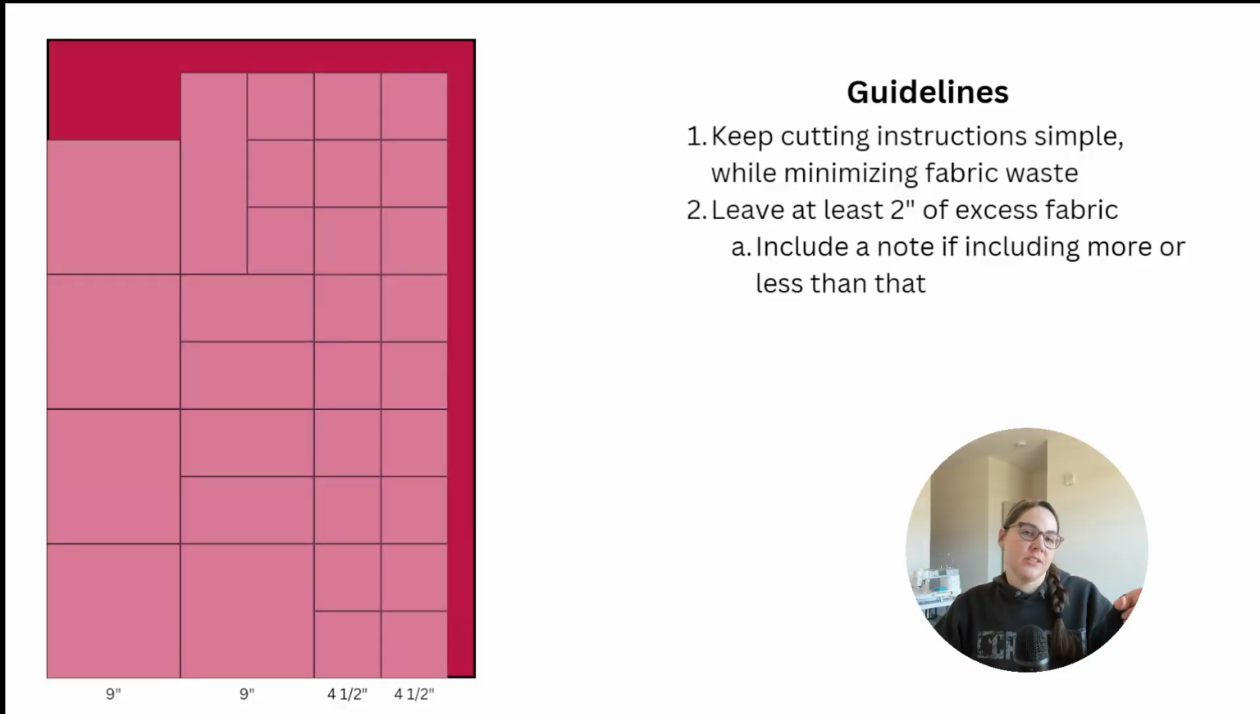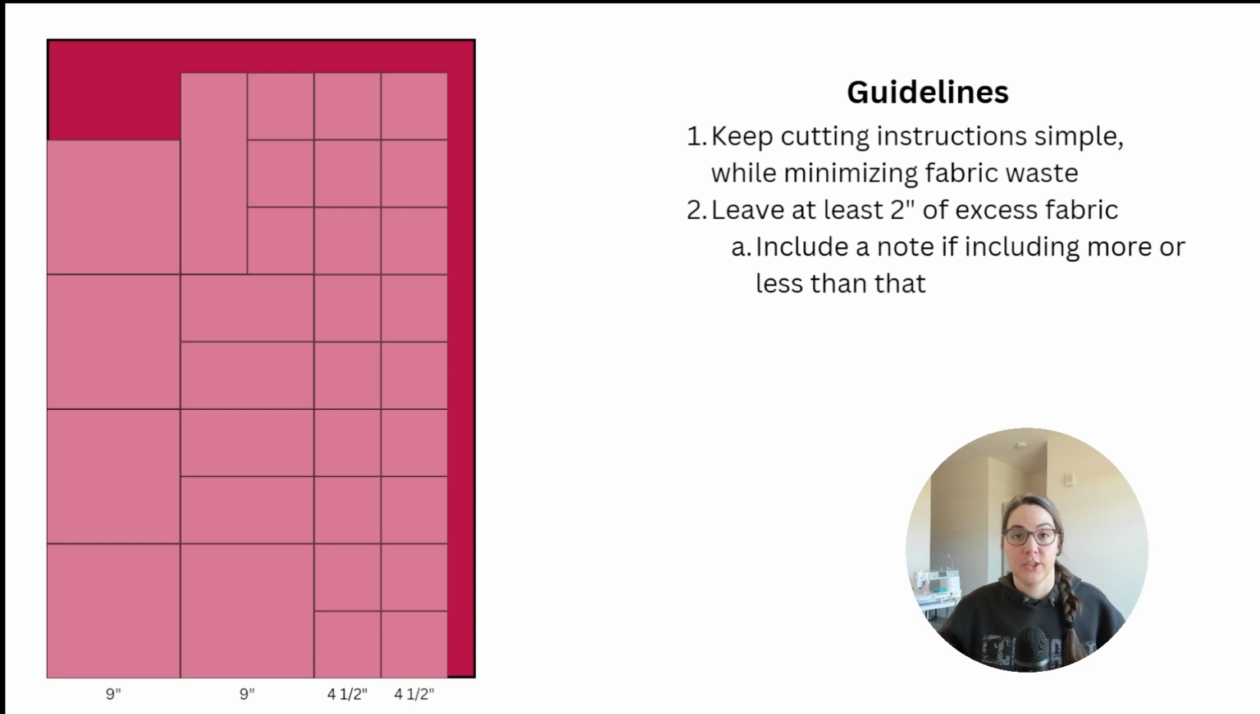So 2 inches is that sweet spot of having enough excess fabric to deal with that. Any more than that becomes a little excessive, because then you're buying extra fabric that you may not actually need. And if your fabric requirement has only 1.5 inches of excess or 1/2 inch of excess, you definitely want to include a note. Put an asterisk on your fabric requirements table with a big note at the bottom of the table and be like, look, this is nearly exact or exact yardage. You may want to buy a little bit extra just depending on your preferences, right?